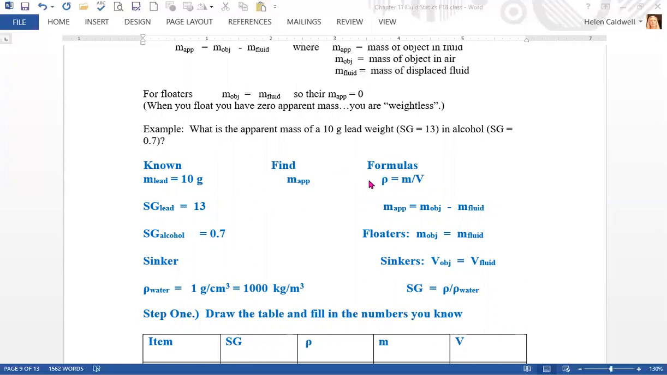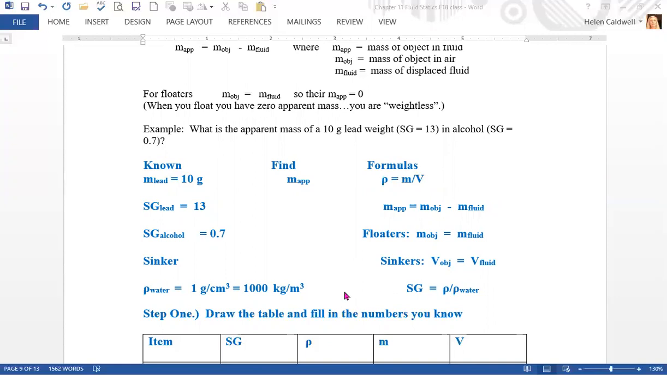Our formulas are density is equal to mass divided by volume, and the apparent mass is the mass of the object minus the mass of the displaced fluid. We also know that floaters displace their own mass and sinkers displace their own volume. So if you're a floater, the mass of the object equals the mass of the displaced fluid. For a sinker, the volume of the object equals the volume of the displaced fluid. And we know that specific gravity is equal to density divided by the density of water.